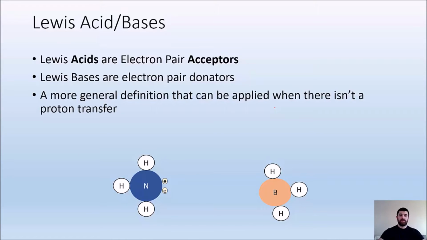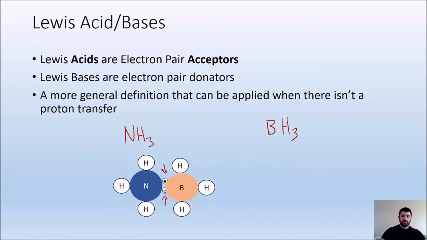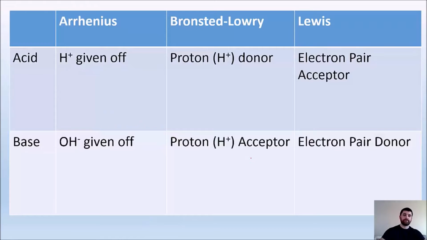So if we take a look, it's going to be a more general definition that can be applied when there isn't a proton transfer. The classic example would be ammonia, which is NH3, and boron trifluoride, or BF3. Ammonia has these unshared electrons hanging out over there, and boron is going to be a slightly positive thing going on over there. So they're going to be attracted, right? Boron can bond using those electrons, and we get an acid-base reaction that isn't a transfer of protons.